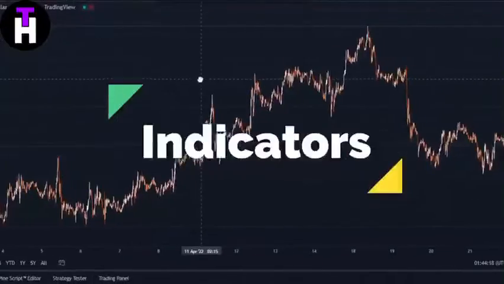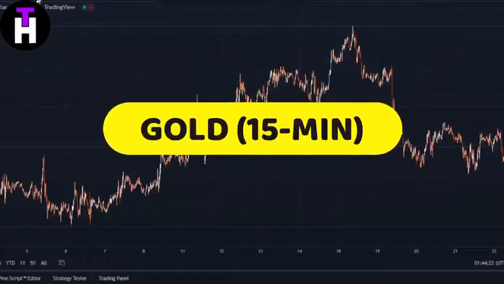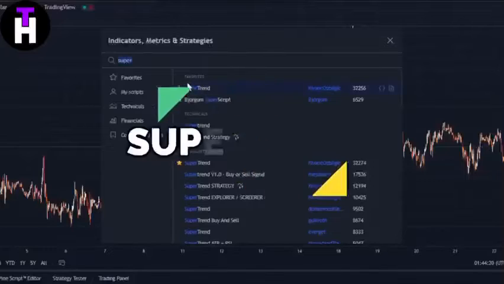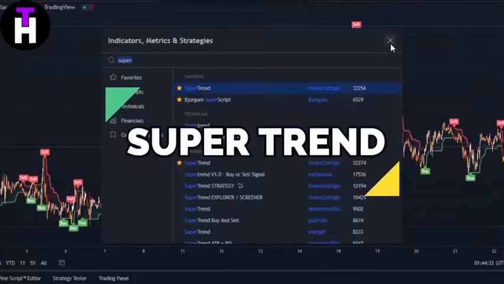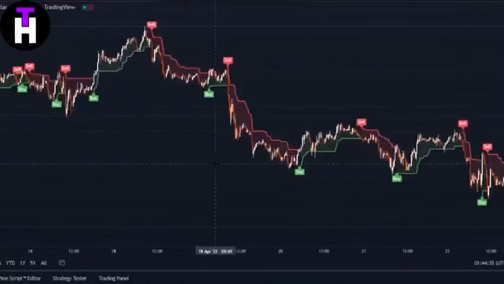You can backtest different time frames and different charts. Here we are on a gold 15-minute chart. Now let's add indicators to the chart. The main indicator that we will use in this strategy is called Super Trend. This is what it looks like. A single line that switches from green to red and vice versa.